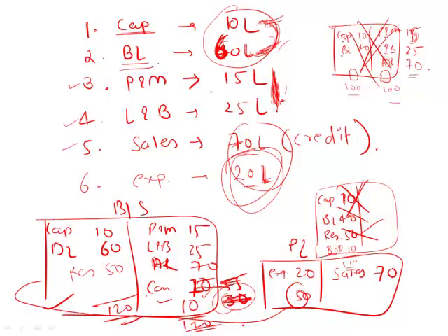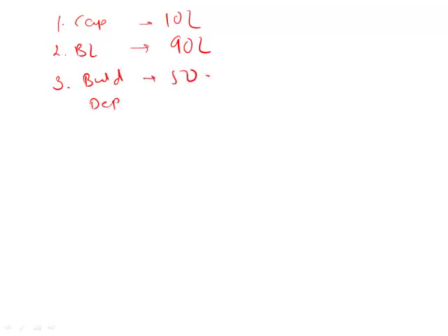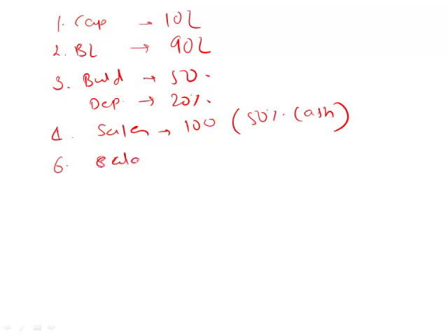Should we move on? Capital 10. Bank loan 90. Building 50. Depreciation on building 20%. Sales 100. 50% cash. Salary 50. 60% outstanding.